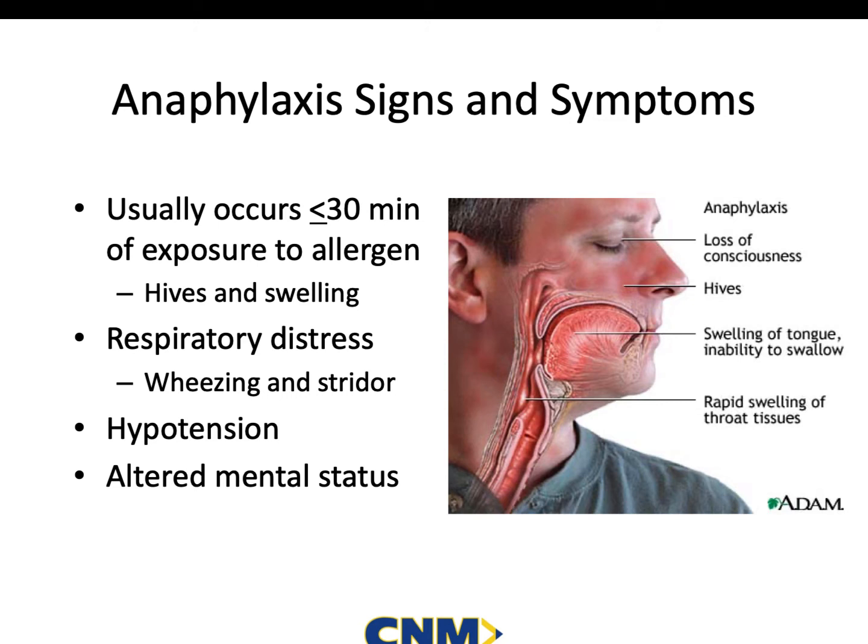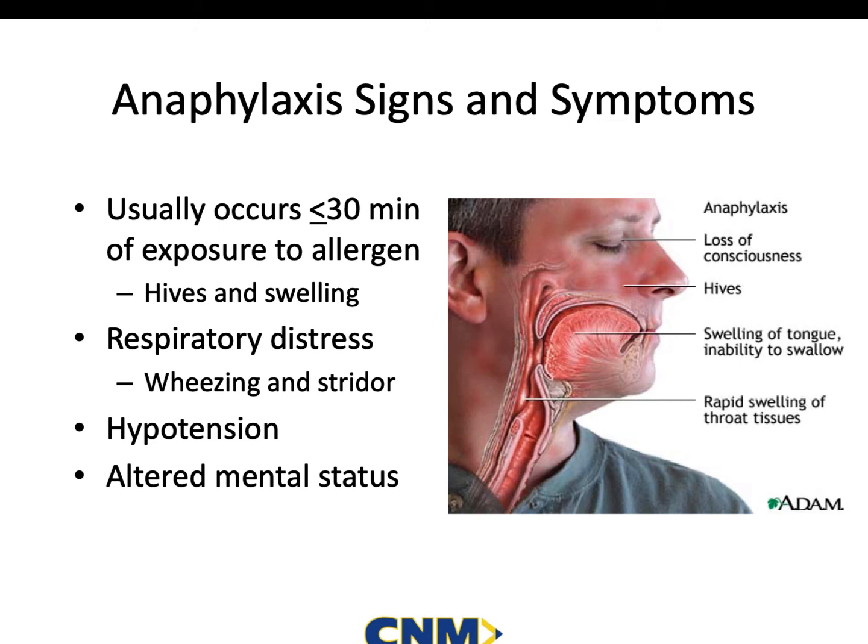Again, the only difference between compensated and decompensated shock is the blood pressure. Once we start seeing that blood pressure start dropping on our patient, they're going into decompensated shock. We are behind the 8 ball, guys, okay? We really need to start getting aggressive with this patient's treatment. Probably a shot of epinephrine right off the bat. You guys could do a couple of shots of epinephrine.